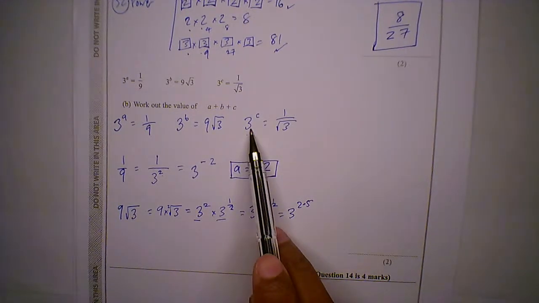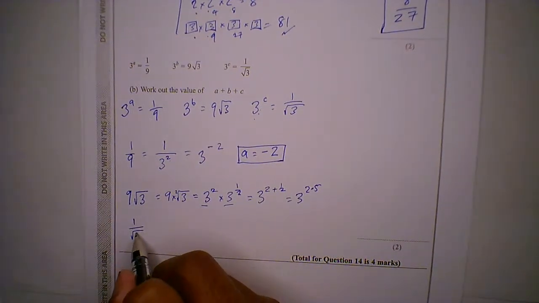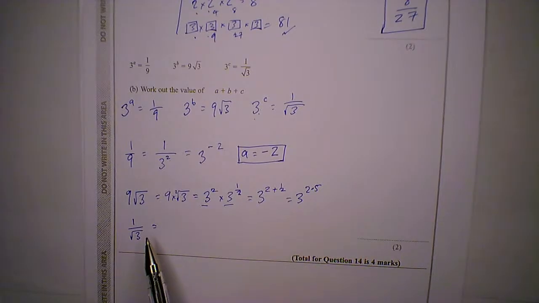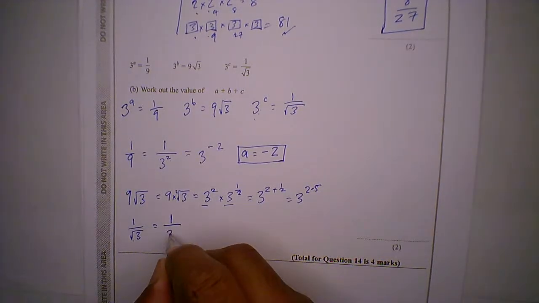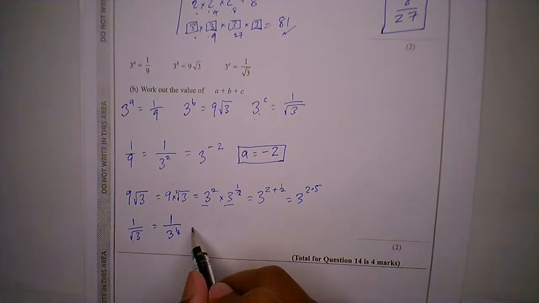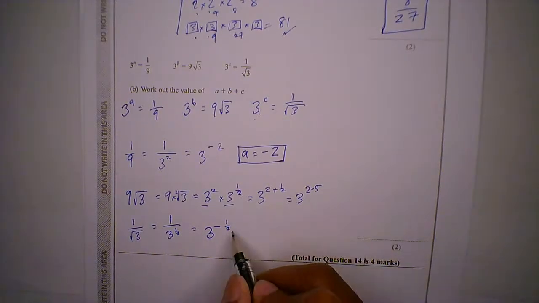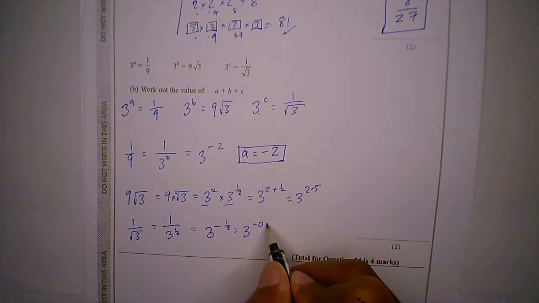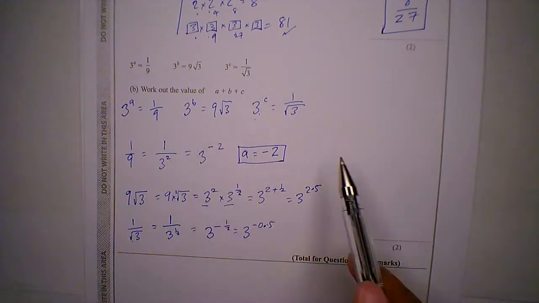Now I can go to 3 to the power c, so that's 1 over root 3. Spotting it, if it's a square root, then it's going to be a power of a half. So this is going to be 1 over 3 to the power a half. And now I can spot this is a reciprocal. This is a denominator, it's at the bottom. And so this can be a negative. So it's going to be 3 to the power minus a half. And because I've used decimals, I'll put this as 3 to the power minus 0.5. Okay, so here my b was 2.5.